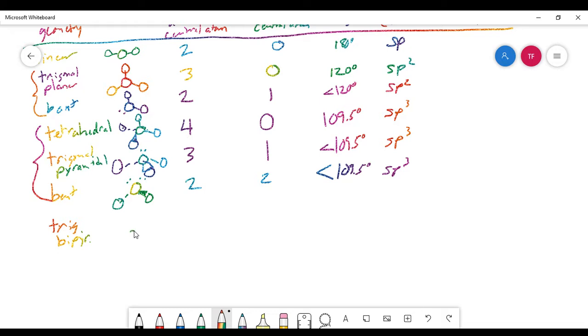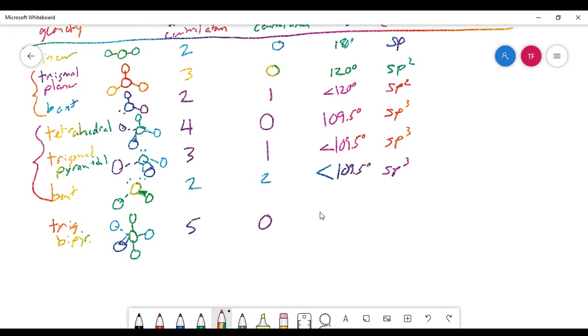So with trigonal bipyramidal, there's a central atom. There's 1 atom bonded on top, 1 atom bonded on the bottom, and then kind of trigonal planar around the middle. 3 around the middle. So 1 on top, 1 on bottom, 3 around the middle. So there are 5 total bonded atoms to that central atom and no lone pairs.